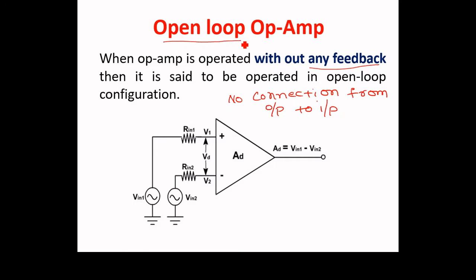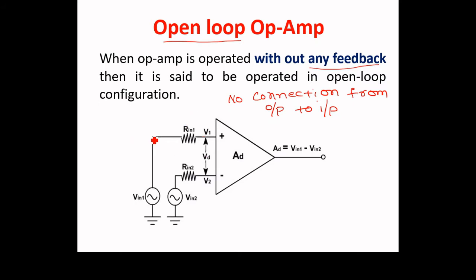in open loop configuration. It may be an op amp, or it may be a BJT, or it may be a MOSFET, or whatever may be the device. So when we say it is operating in open loop, there is no connection from the output of the circuit to the input, then we will say it is operating in open loop, or operating without any feedback. Such a configuration is called open loop configuration.